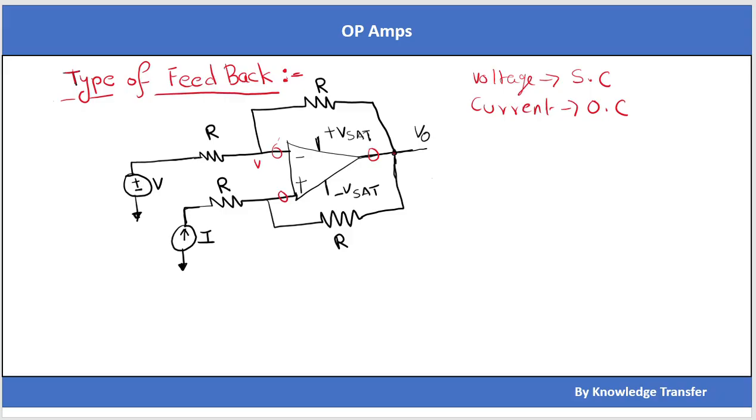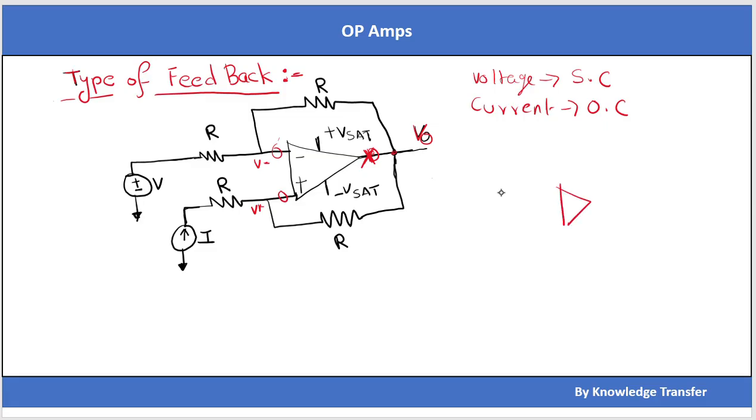For example, this is v minus, this is v plus. We need to find which one is dominating, whether the inverting input voltage v minus is dominating, or the non-inverting input voltage is dominating. Based on that, we can decide. For simplicity, I generally break the output node. Let's assume I have broken it here, and you have a v naught voltage.